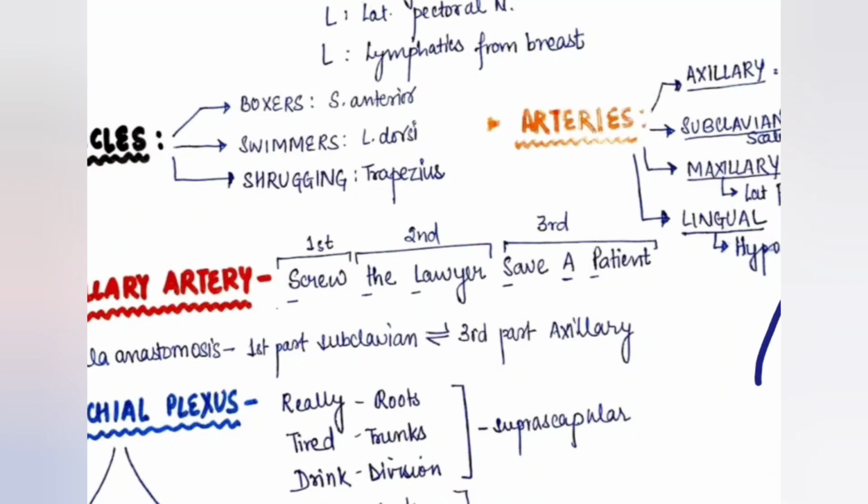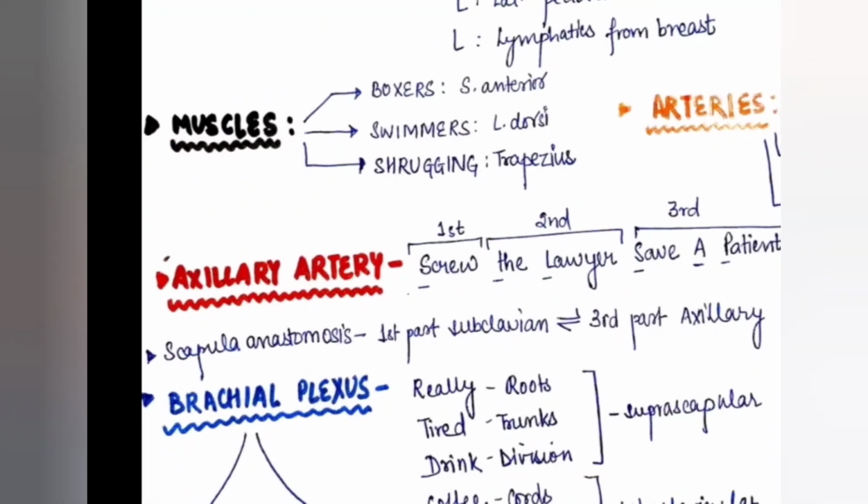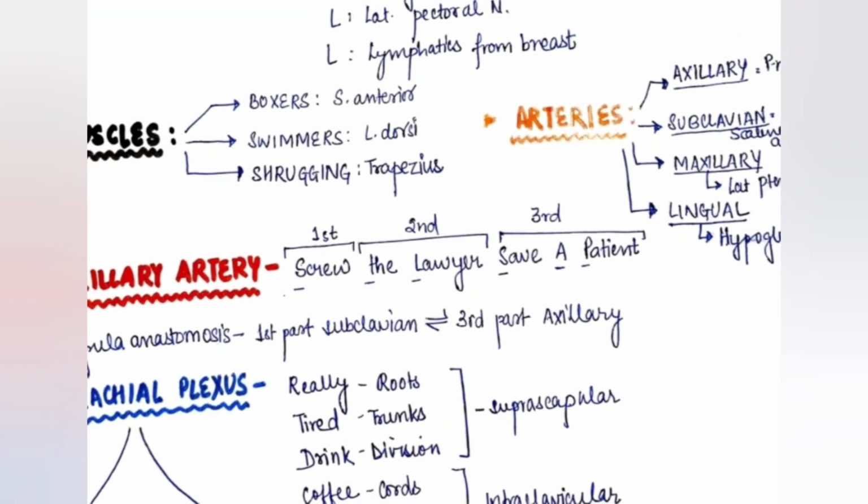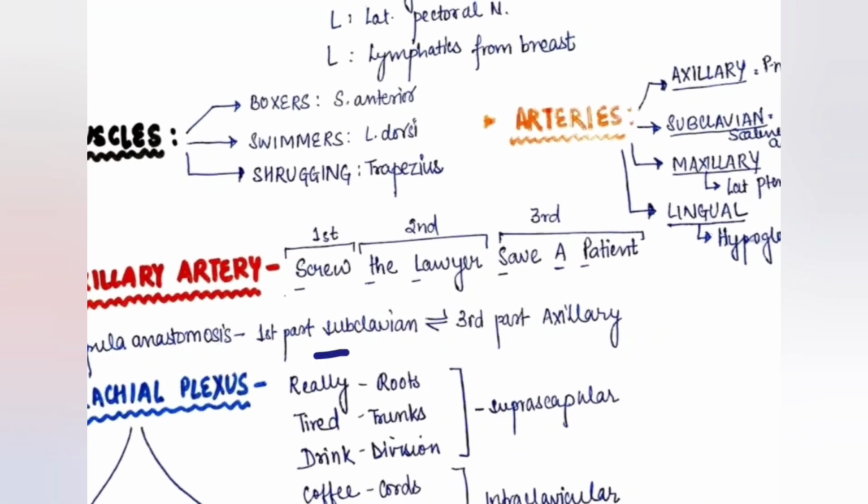Now one question is about scapular anastomosis. It occurs between the first part of subclavian and the third part of axillary artery.